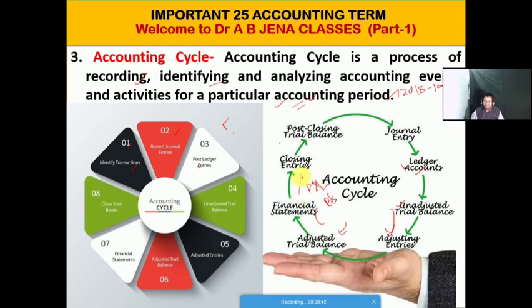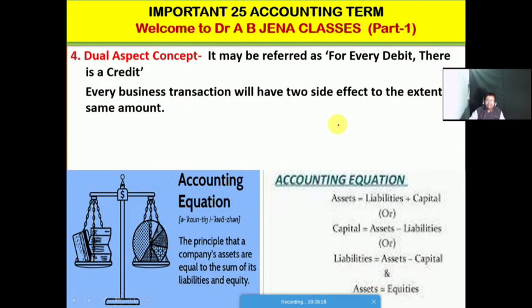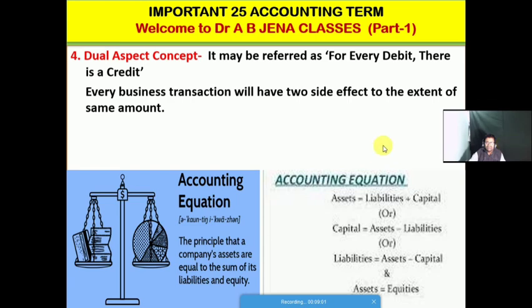After that, there will be the closing entries. Then there will be the post-closing adjustment. So there are 8 steps in an accounting cycle. So it's very interesting. It's the cycle. Next we'll discuss what is the meaning of the dual aspects concept.